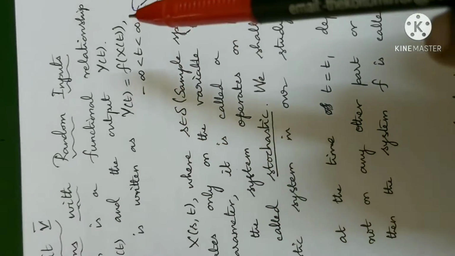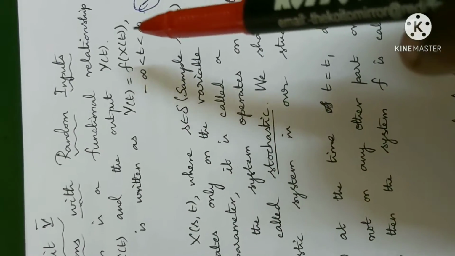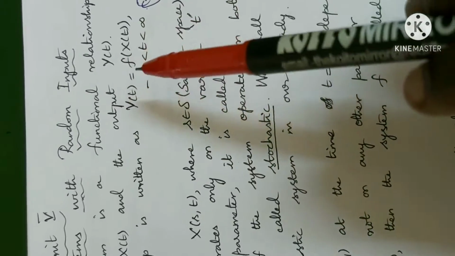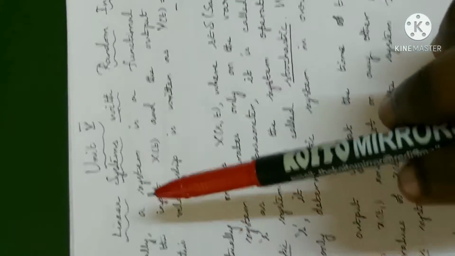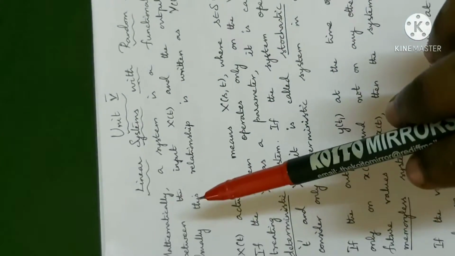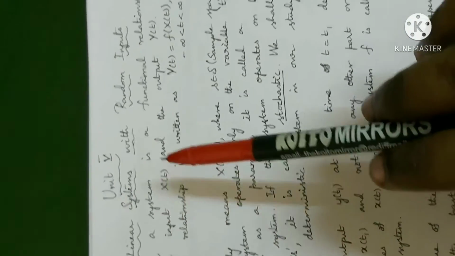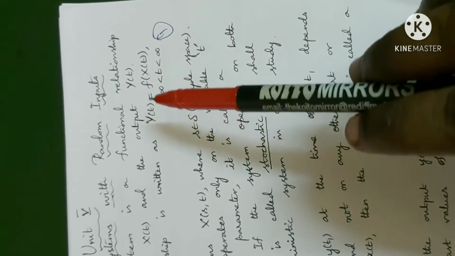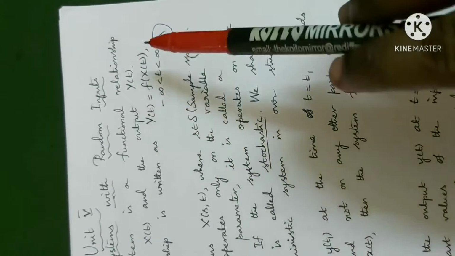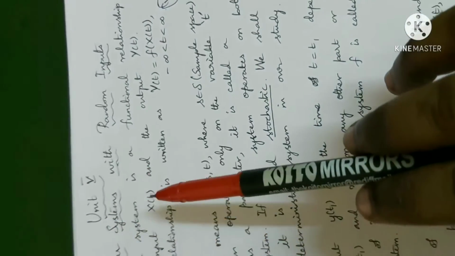Y of t is equal to f of x of t. If you prove they are functionally related, then that is called a system. A system is a functional relationship between the input x of t and the output y of t.